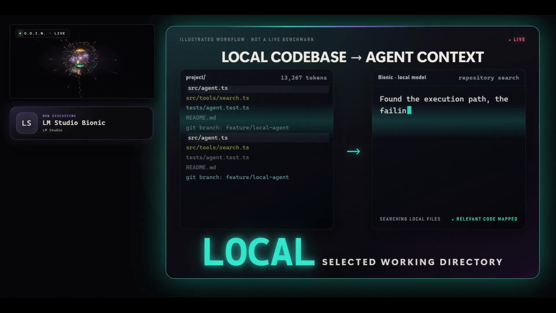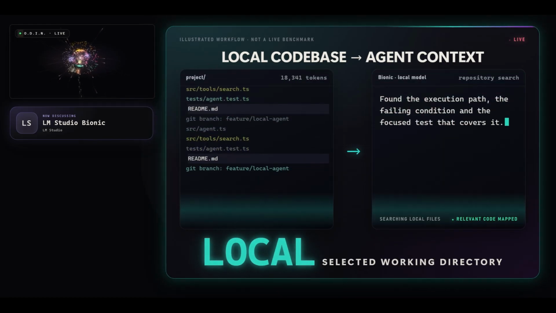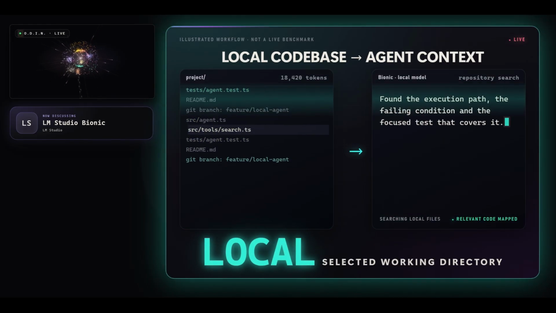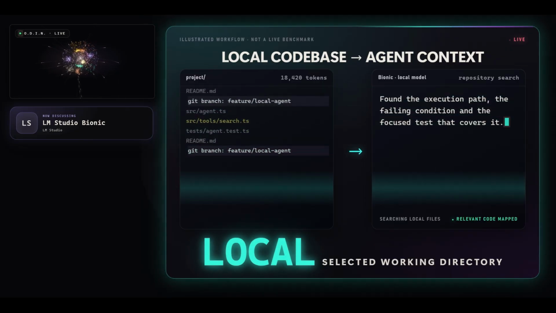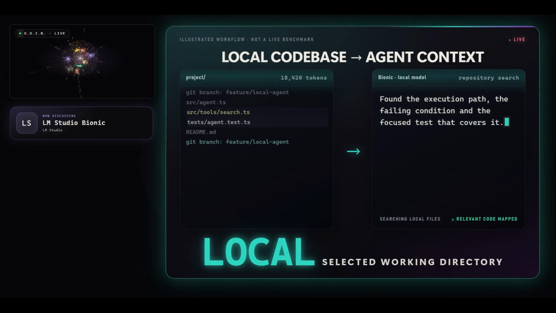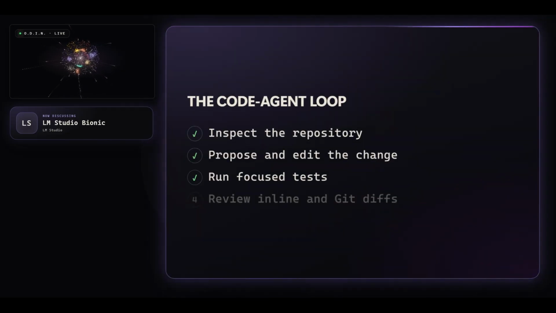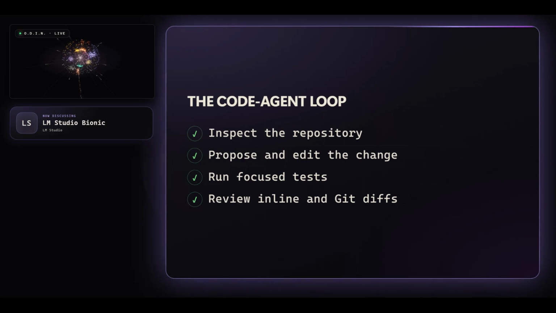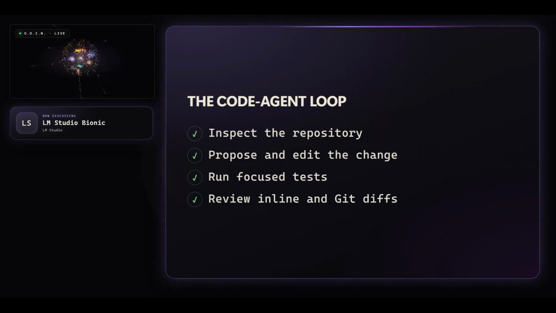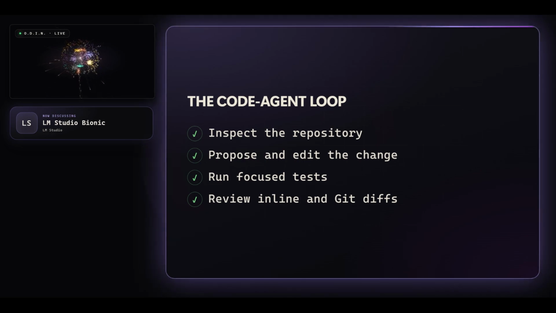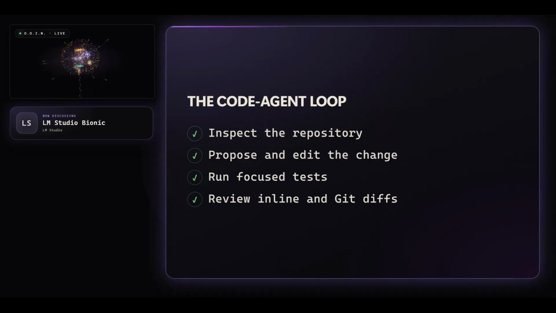Point a code project at a local folder, and the agent indexes the repository. It can search for a feature, trace behavior, and explain unfamiliar code before changing anything. The safe workflow is inspect, change, test, and review. Bionic exposes inline diffs and command output, so the agent can act without turning every change into a blind leap.